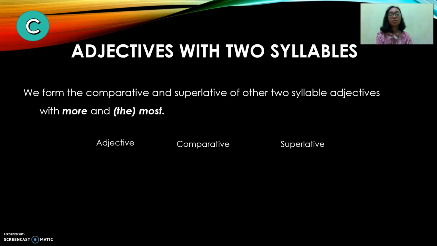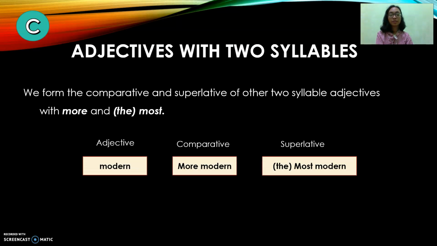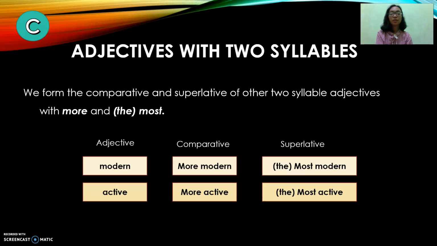Adjectives with two syllables. We form the comparative and superlative of other two-syllable adjectives with more and the most. For the example, modern, the comparative is more modern, the superlative is the most modern. Another example, active, the comparative is more active, and the superlative is the most active.